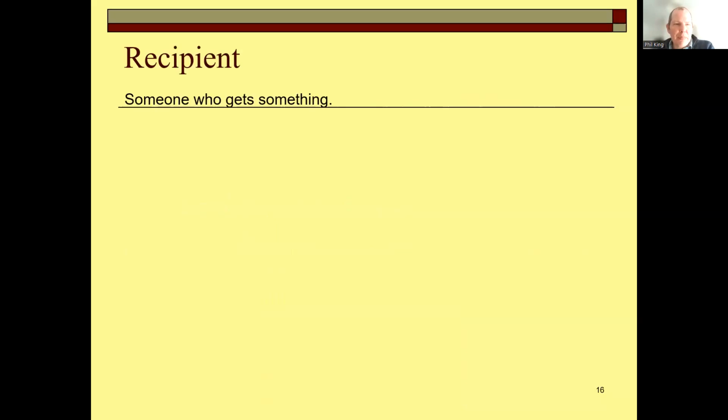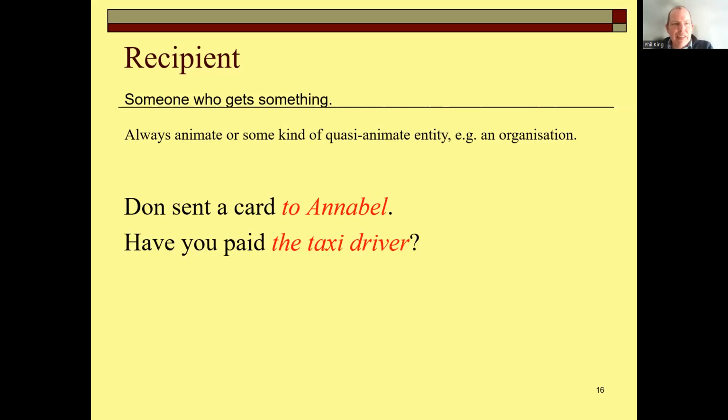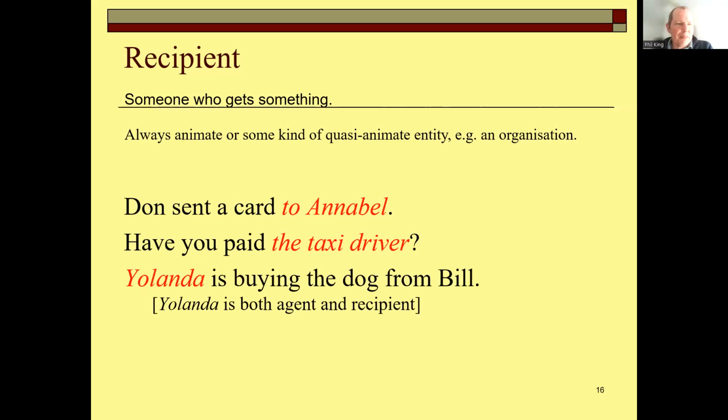And then a recipient. A recipient is someone who actually gets something, whereas a benefactive is someone for whom something is done. They don't necessarily get the thing. The recipient is someone who actually gets something. A recipient is always animate or a quasi-animate entity like an organization or something. So here we have some examples. Don sent a card to Annabelle. Annabelle receives it, so Annabelle is the recipient. Have you paid the taxi driver? The taxi driver is receiving some money here, so the taxi driver is a recipient. Yolanda is buying the dog from Bill. Yolanda here is interesting as an agent because she's doing the buying, but she's also a recipient of the dog.